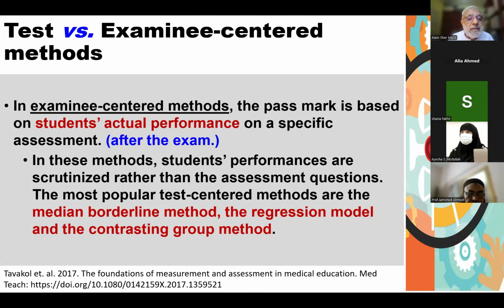In the examinee-centered method, on the other hand, the pass mark is based on students' actual performance on a specific assessment, and that is after the exam.